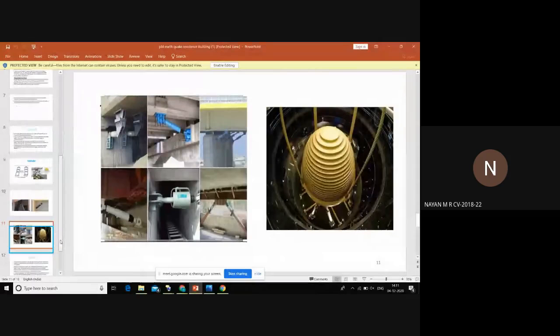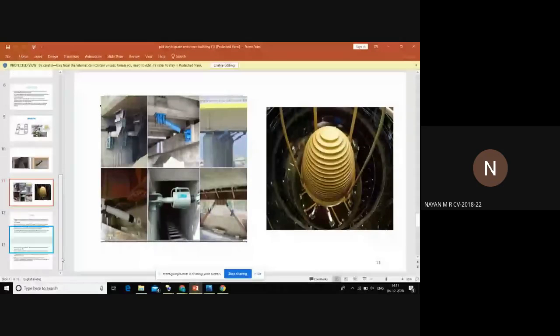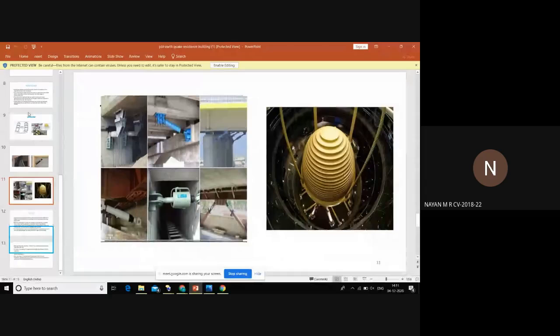In the first picture we can see the different types of dampers. In the second picture, it is called a tuned mass damper. It is also known as a harmonic absorber. It is already used in the Burj Khalifa.